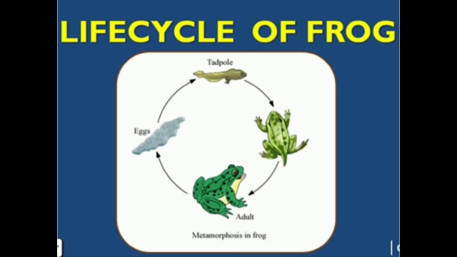Then another example is the life cycle of a frog. Frog is another such example. Observe the different stages of the frog, starting from the egg to the adult stage. We find that there are three distinct stages: egg, tadpole, that is the larva, and adult. Three different stages are there.